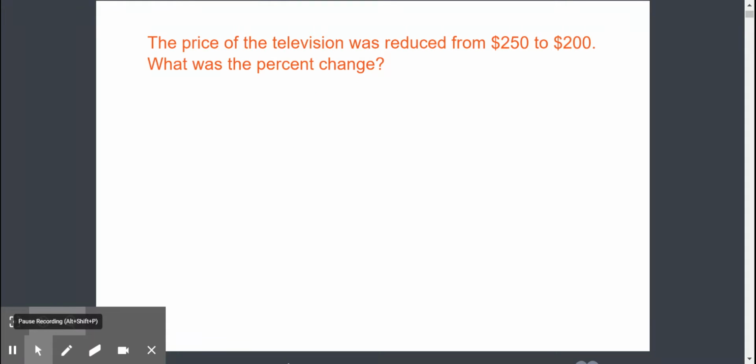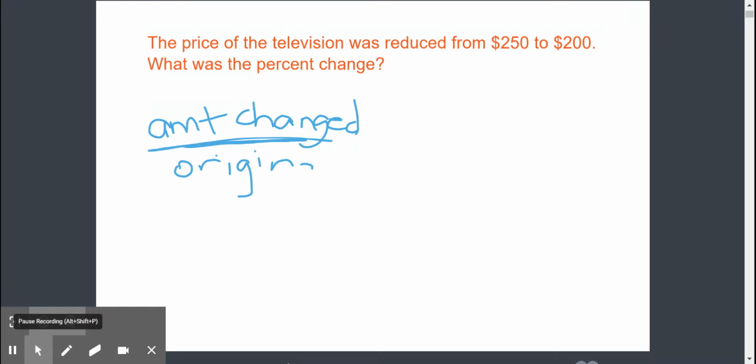Let's look at the next one. This one says the price of the television was reduced from $250. So what does that tell us? What does from $250 tell you? That's the original price. It was changed to $200. What was the percent change? What does our formula tell us? How are we going to find this? Amount changed over what? Over the original.